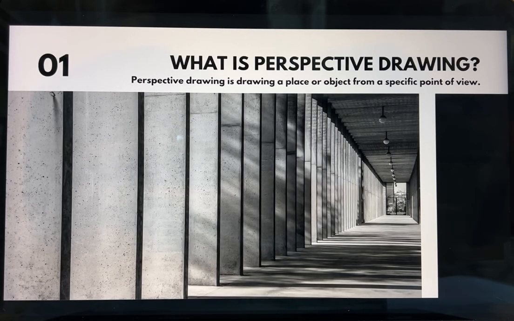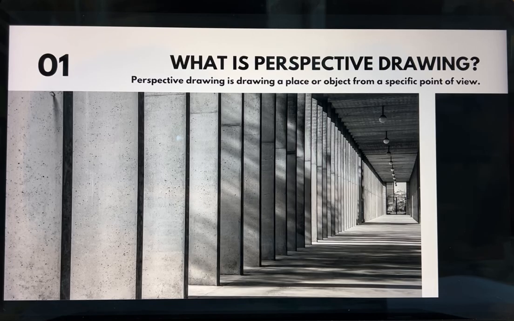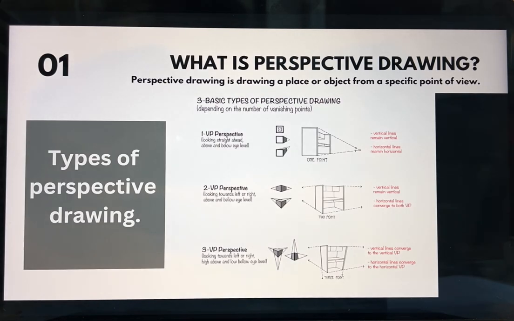So, number 1, what is perspective drawing? A perspective drawing is a drawing of a place or object from a specific point of view. There are different types of perspective, and we'll talk about that next. But really, it's just drawing from a specific point of view, whether it's below an object, above an object, any point of view that you would like to exaggerate or present.